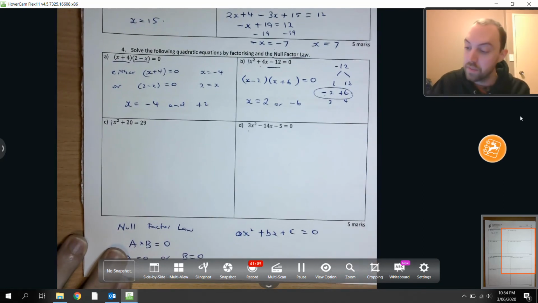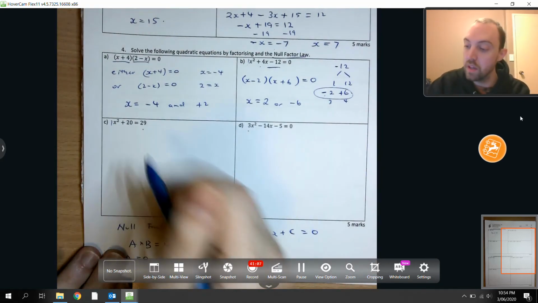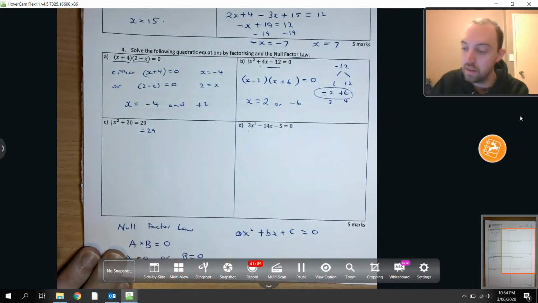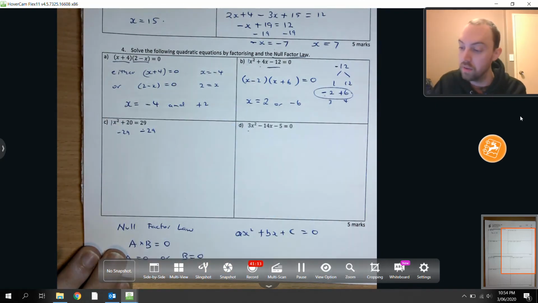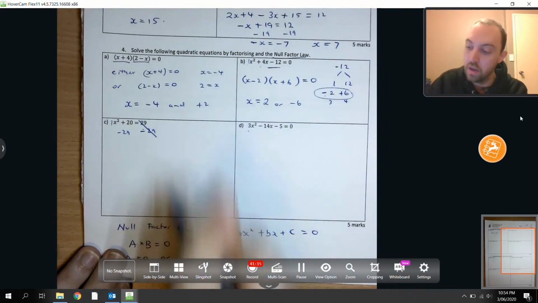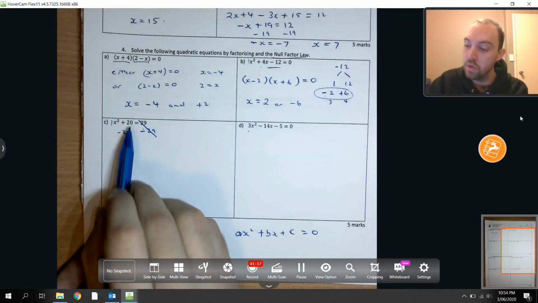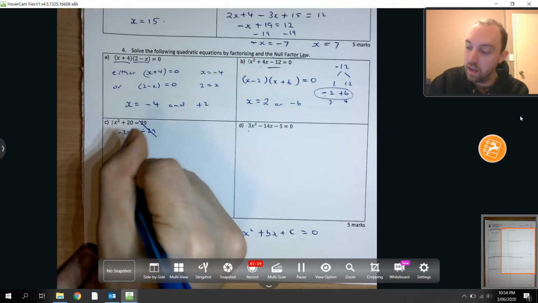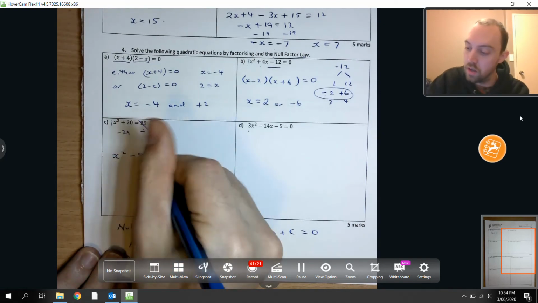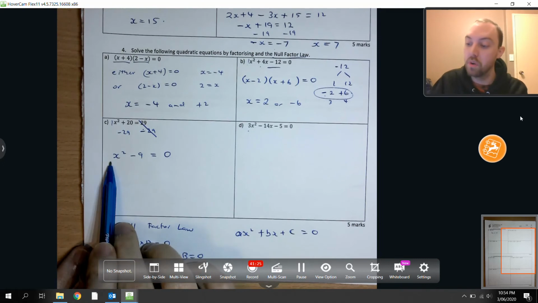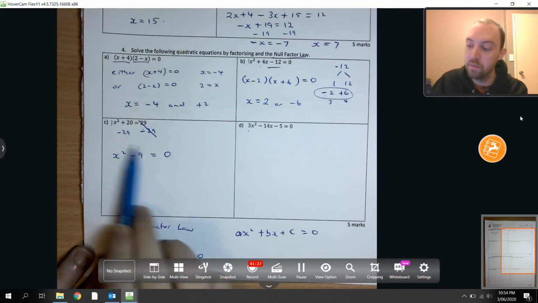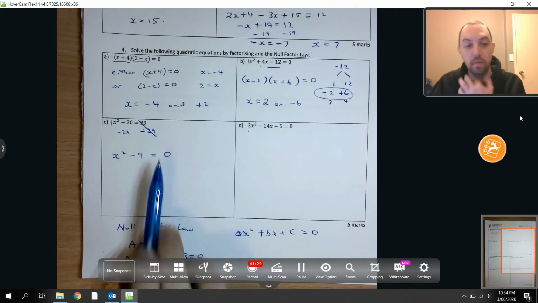So let's start there. How do I make 29 0? Well, I take 29. Got to keep it balanced though, both sides. Whatever I do to one side, do to the other. They're going to cancel. 20 take 29 is just -9, and that's equal to 0. We've got a quadratic, x squared, whatever else, and that's equal to 0.